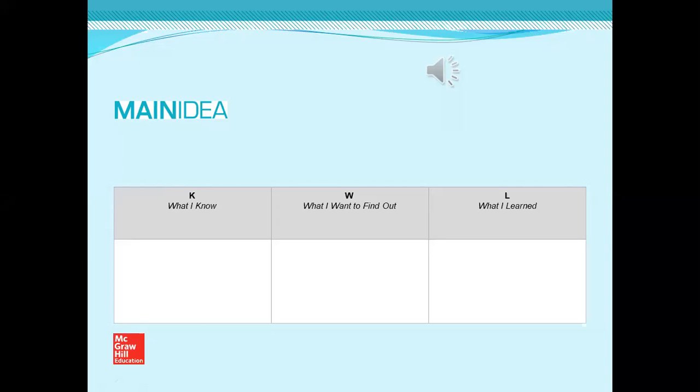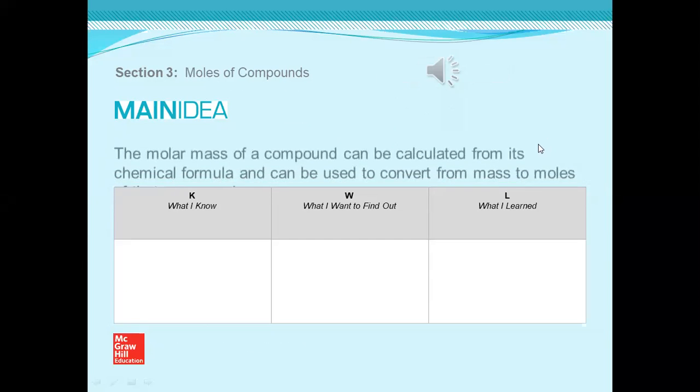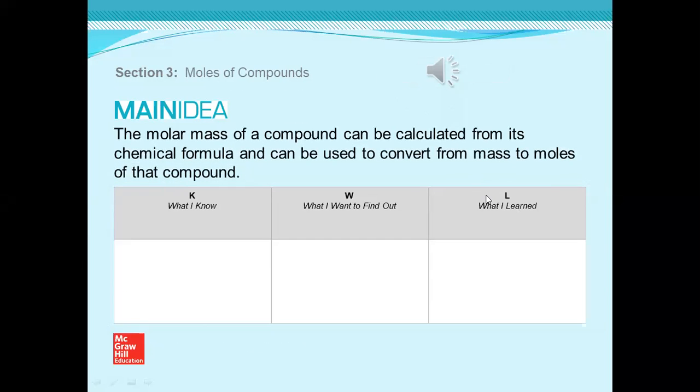Okay, now, inshallah, we are going to complete the third lesson, which is called what lesson, please? Section 3, Moles of Compounds. The molar mass of a compound can be calculated from its chemical formula and can be used to convert from mass to moles of that compound. We studied at the previous session how we can get the number of moles for an element. Understand it? Yes. But now we are going to calculate the molar mass of a compound from its chemical formula and use it to convert from mass to moles of that compound.